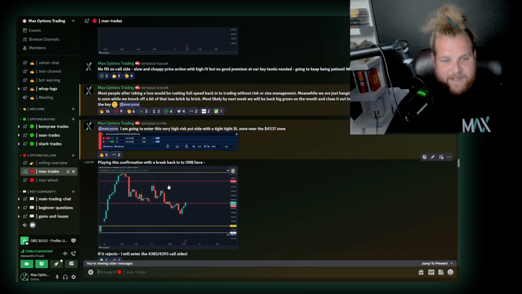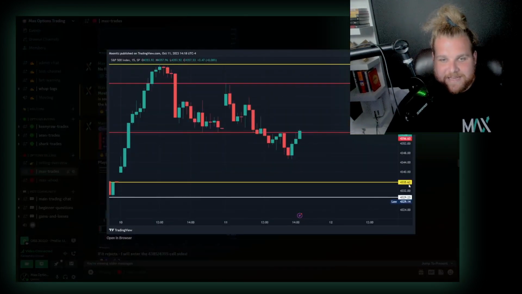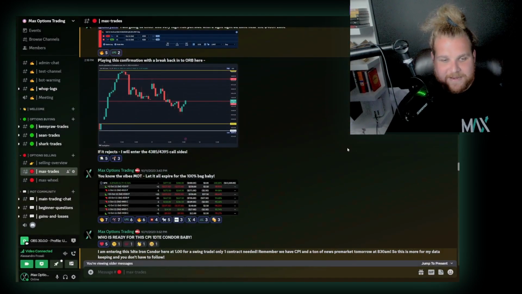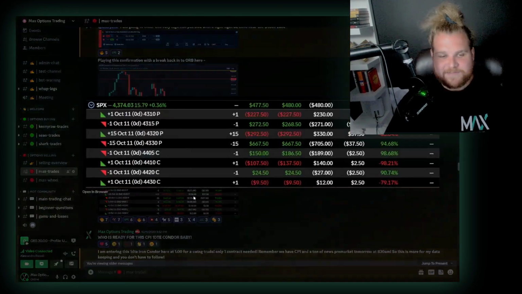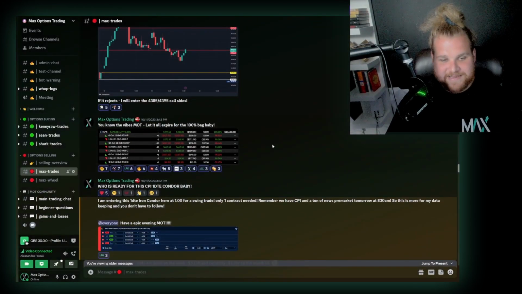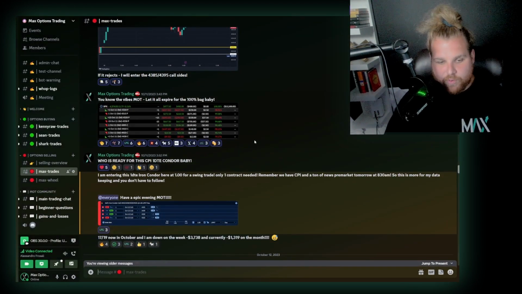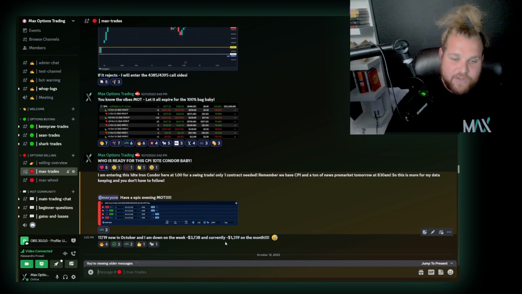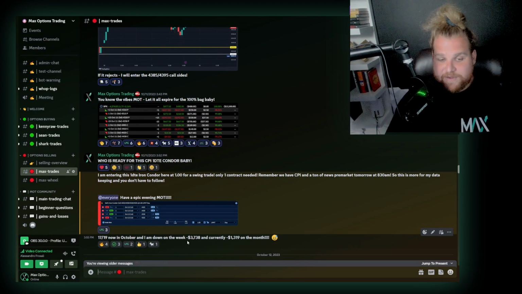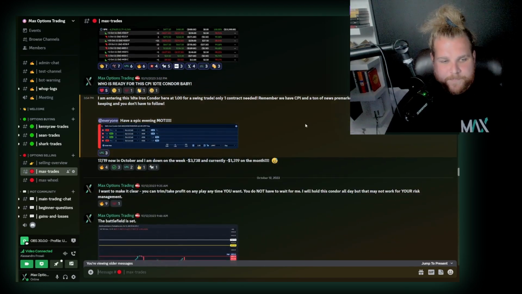We had a breakdown on the put side. And this is what we're looking at now. We're back in ORB. Beautiful downtrend day. And you know the vibes. 477 on the day, and we cut a little bit more of those losses. 17 for 19. Now we're down 1,300 on the month, and 3,700 on the week.